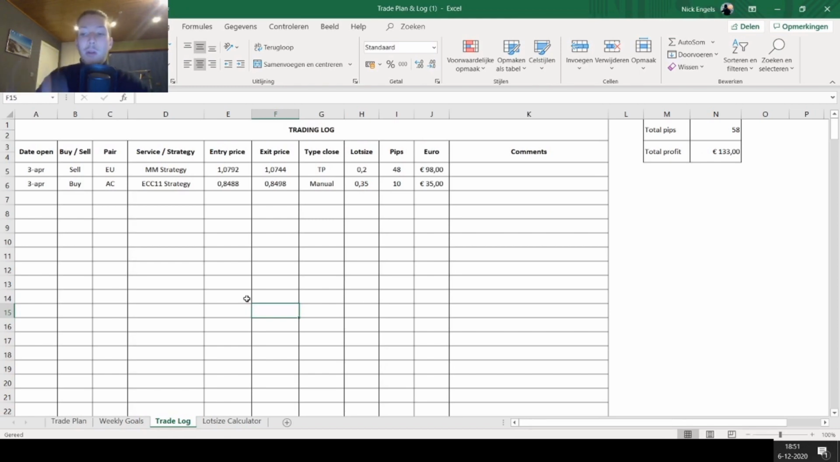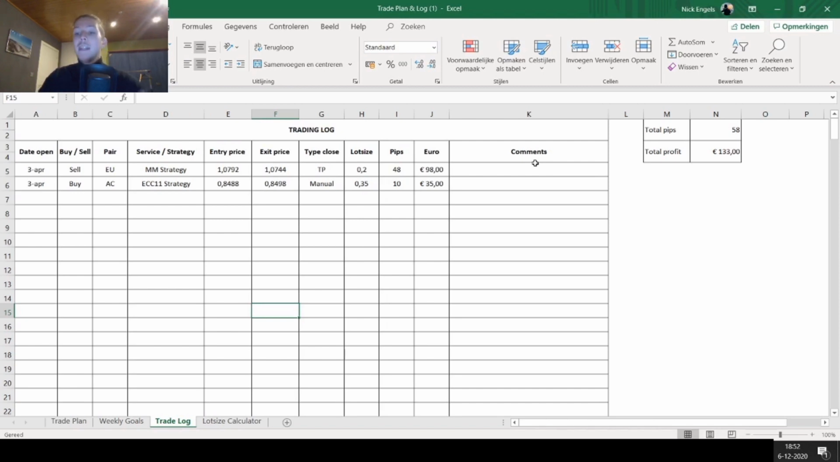That way you can learn not only from your losses but from your wins as well. Because by writing down all the details, if you have bought or sold, which pair you have taken a trade on, which strategy you are using, the entry point, the exit price, if you closed manually or if it actually hit your TP, the risk management you were using, the amount of pips you took, your profit. There is a section for comments as well where you can write down the most important stuff.